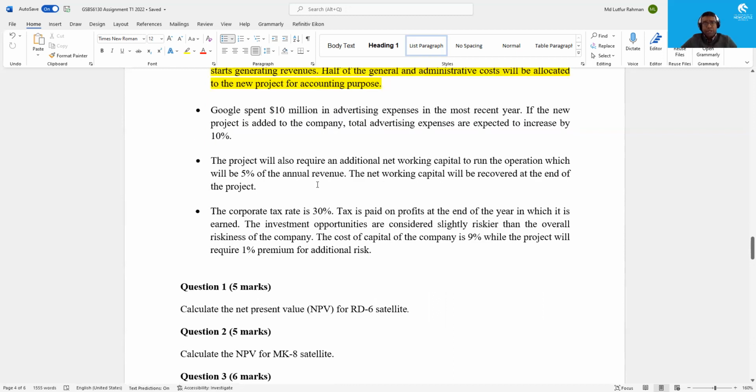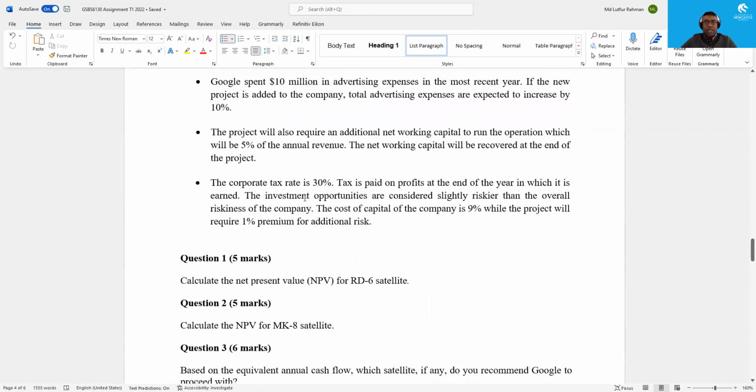Advertising expense, again, most of you did it correctly, that advertising expense should increase by 10%. So 10% of 10 million means 1 million. That again should remain static over the life of the project. The project will require a net working capital of 5%. So 20 million is the net working capital.